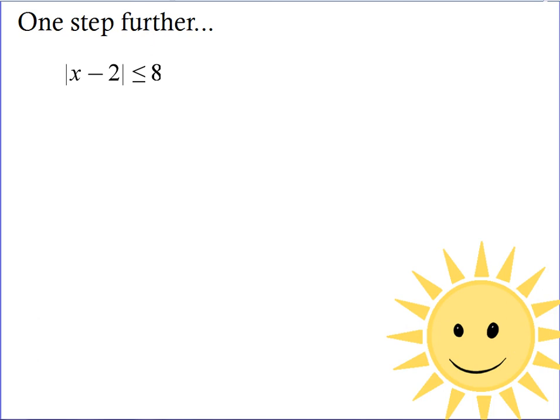Now, a lot of people get confused on this type of inequality. So we're going to try to simplify and break it down into a couple of different steps. First of all, we're not going to worry about the x minus 2 to start with. We're just going to worry about the less than or equal to 8 units away from 0.